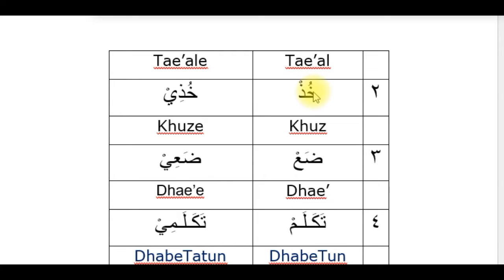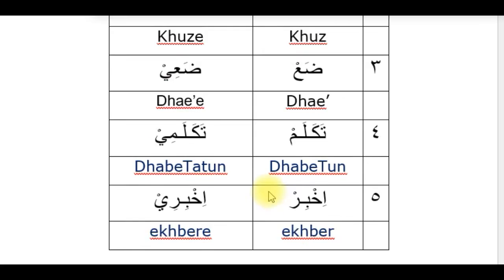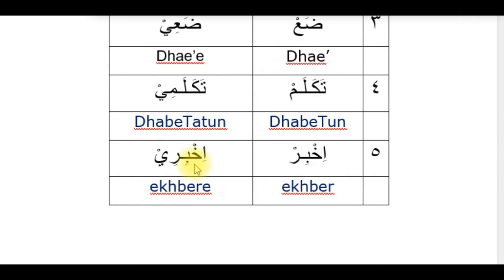خذ is for a male person. To transform these male imperative verbs to female, just add a suffix ya, خذي, and put a kasra here. ضع, at the end of it, add the suffix ya and put a kasra below. ضعي. تكلم, تكلمي. اخبر, اخبري.